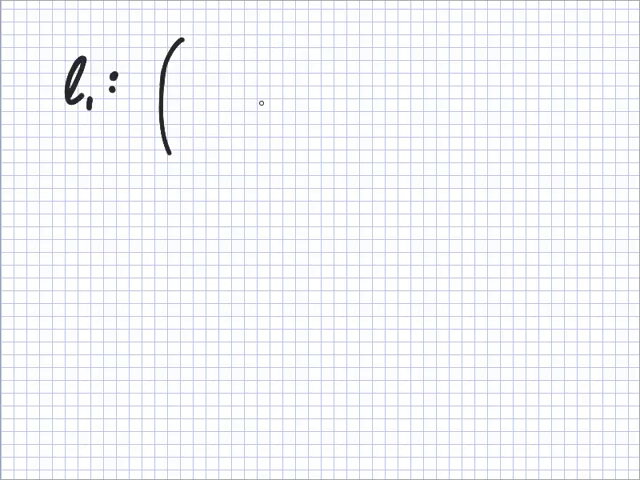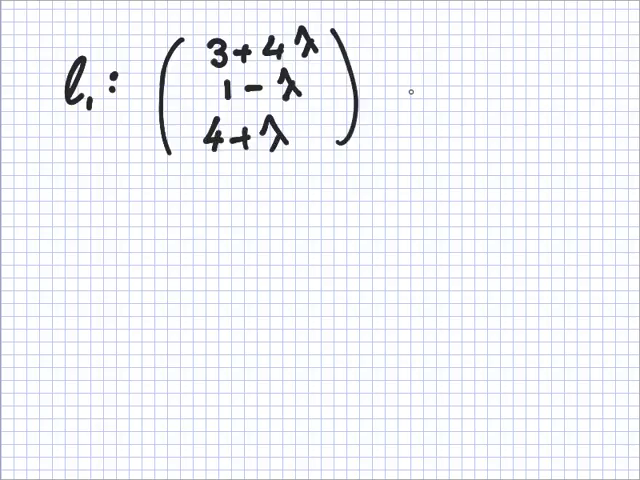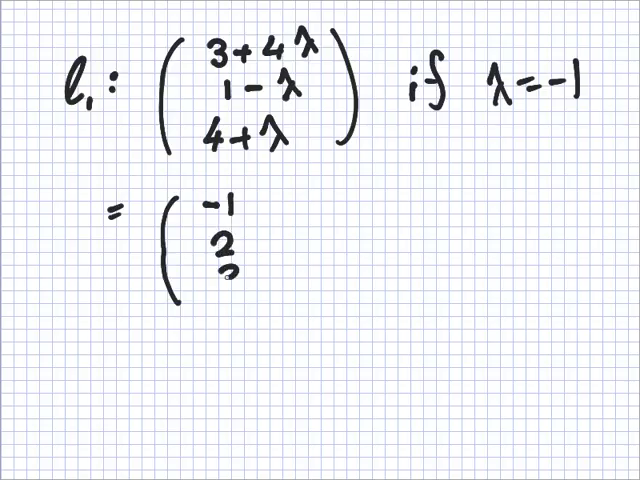Hang on, let's start again. 3 plus 4 lambda. Correct? 1 minus lambda. Correct? 4 plus lambda. Correct? If lambda equals minus 1, this equals minus 1, 0. No, what am I saying? For goodness sake. 1 minus minus 1 is 2, and 3, which equals A. So that answers the first part.